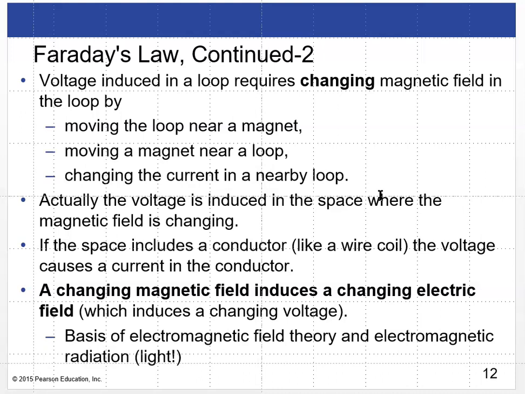Voltage induced in a loop requires changing magnetic fields in the loop, by moving the loop near a magnet, moving a magnet near the loop, or you don't even need a magnet. You just need another current in a nearby loop. If you change the current in a nearby loop, it'll also induce a change in the other loop.